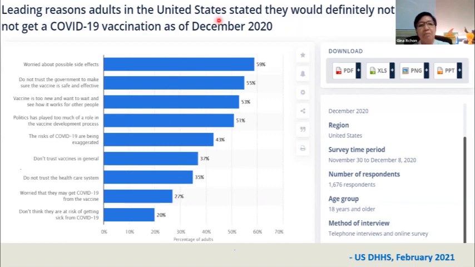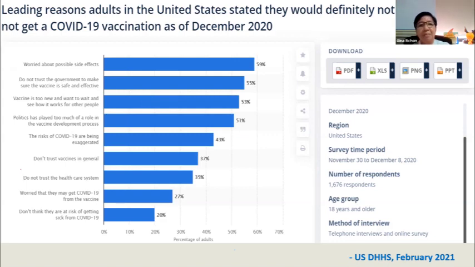The top reason why people do not want to receive the vaccine is they're worried about possible side effects, 59%. They do not trust the government to make sure the vaccine is safe and effective, 55%. The vaccine is too new and they want to wait and see how it works for other people, 53%. And 51%, thanks to President Trump, politics has played too much of a role in the vaccine development process. Those are the top four, which comprise more than 50% of respondents answering these choices. It would be interesting how it will be in the Philippines if we conducted a similar study.